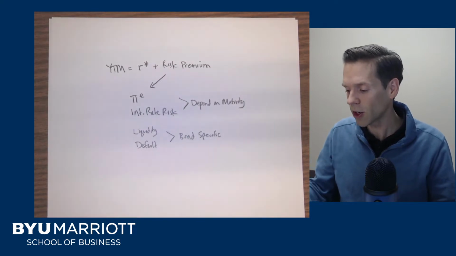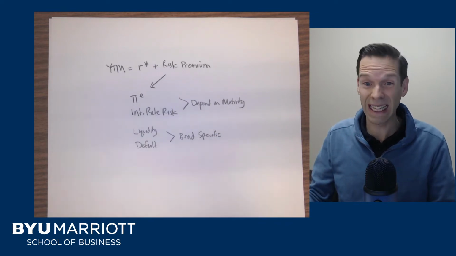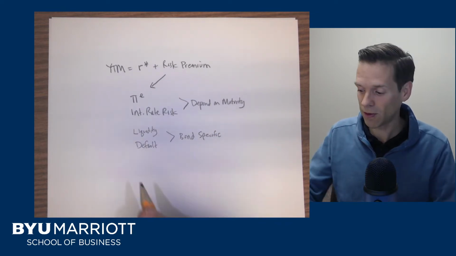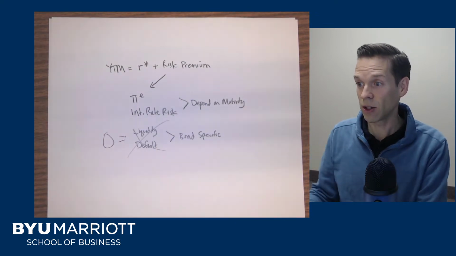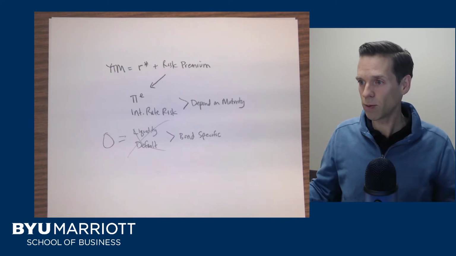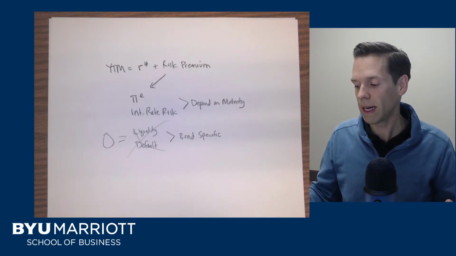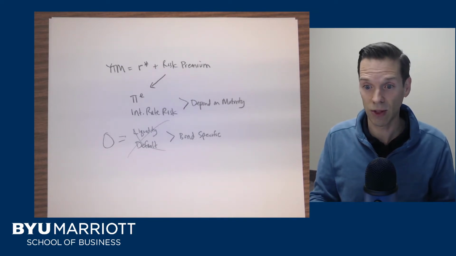Now for the yield curve, we're going to be dealing with U.S. government bonds. U.S. government bonds are highly liquid and they're default risk-free, which means both of these things are zero, and so they're not relevant to the bonds we're talking about. So the bonds we're dealing with really are made up of a risk-free rate plus risk premiums for expected inflation and interest rate risk.